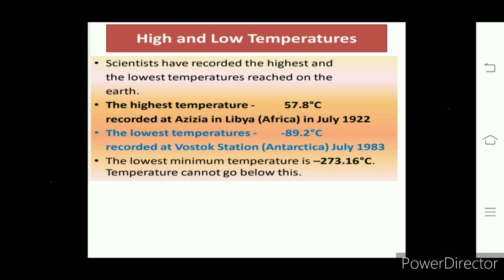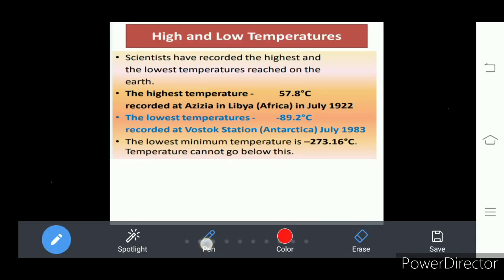Understand what is meant by high and low temperatures here? Scientists have recorded the highest and lowest temperatures on the earth's surface. We know that the temperature is not the same in all places. They have identified that the highest temperature recorded on the earth's surface is 57.8 degrees centigrade. The temperature is measured in Celsius using a thermometer.